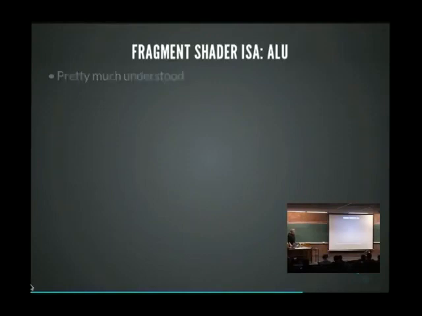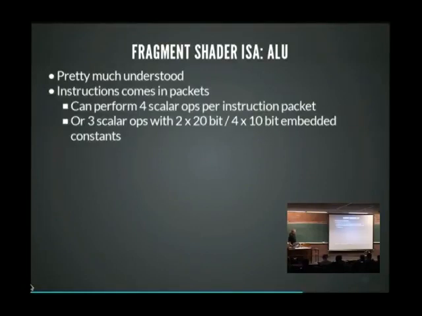So the ALU unit is pretty well understood. There are only a few bits that I see pop up that I don't yet feel I have a good understanding of what they mean. The instructions come in packets of 4 64-bit words, which are either 4 scalar operations or 3 scalar operations and up to 4 embedded constants.